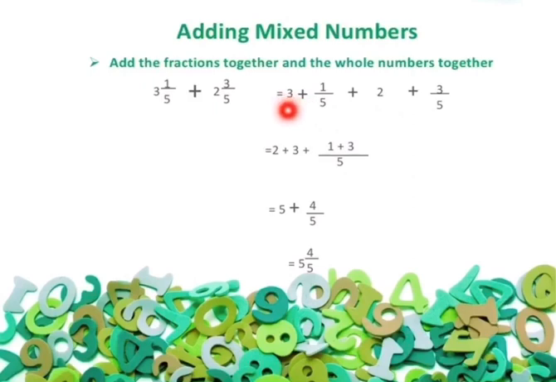If we add the whole numbers together, that is 3 plus 2, which is equal to 5, and we will add the fractions together, that is 1 by 5 plus 3 by 5. The denominator is the same, so we will keep the denominator the same and sum the numerators. The sum of the numerators comes to 4 by 5, and we will write it as 5 and 4 by 5. Got it?